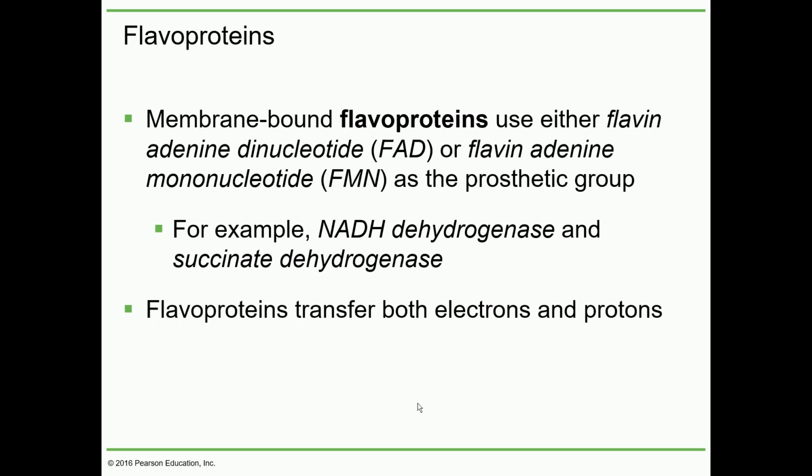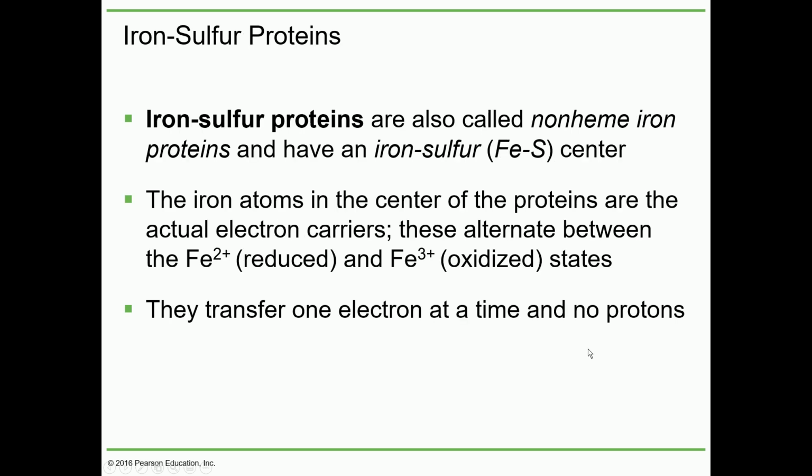So these are membrane bound flavoproteins. They use either FAD or FMN as the prosthetic groups. Examples of flavoproteins are NADH dehydrogenase and succinate dehydrogenase. An important characteristic of flavoproteins is that they can transfer both electrons and protons.